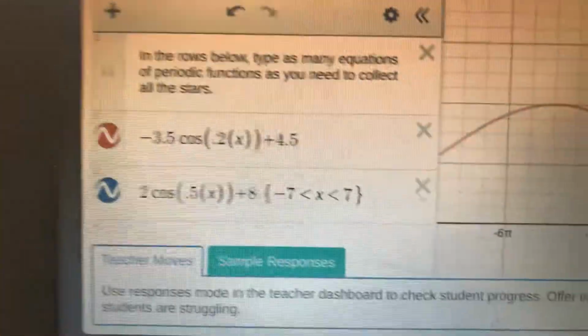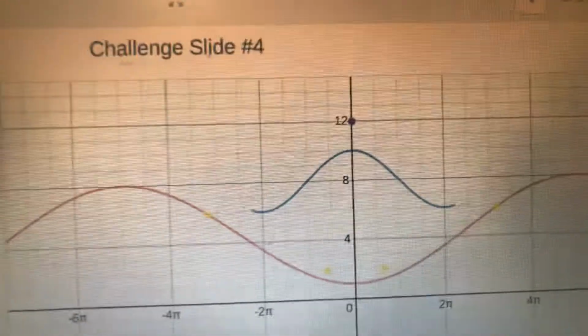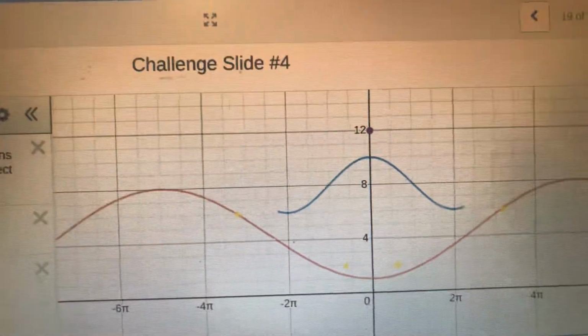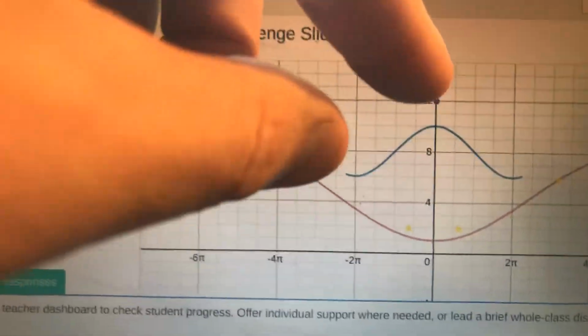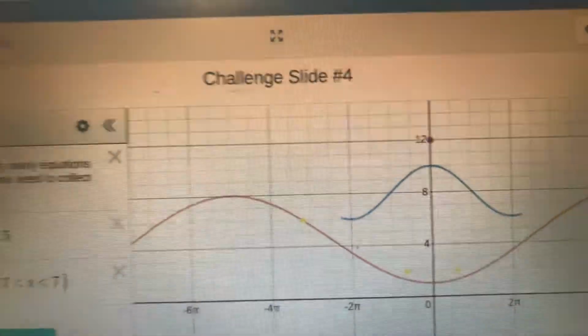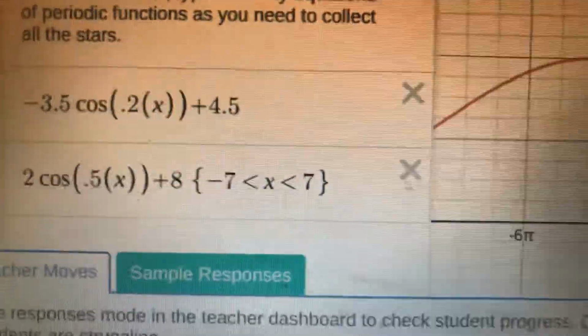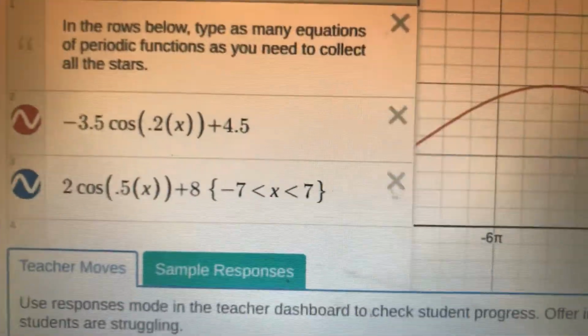And then our blue function here is what I use to kind of get the balls to go down to that function and have enough speed. I wasn't sure whether the marble would go to the right or left, so I kind of gave it both options. And the way I cut off that function is by doing a domain restriction. That's the -7 to 7 there.